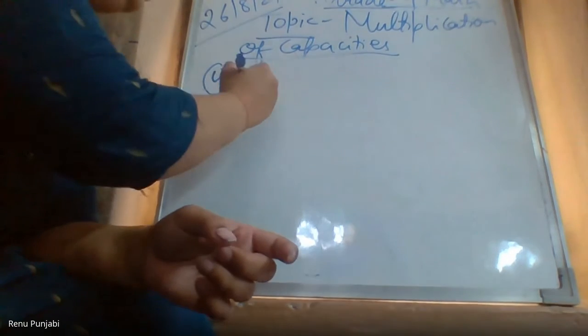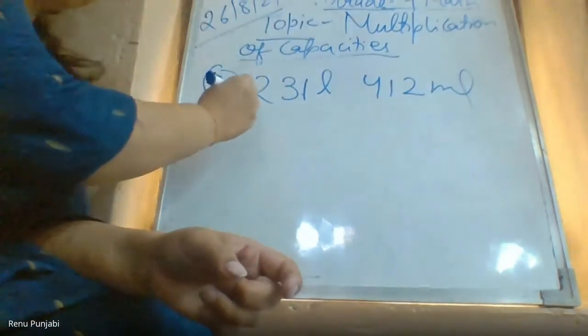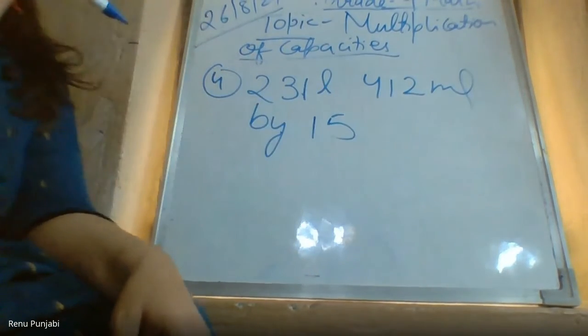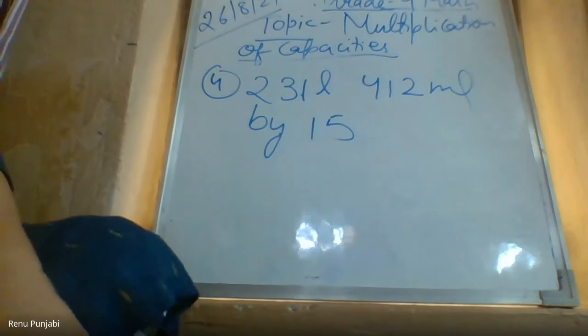This is the fourth sum now. 231 liter, 412 milliliter, multiply by means multiplication only, by 15. Multiply it and solve.